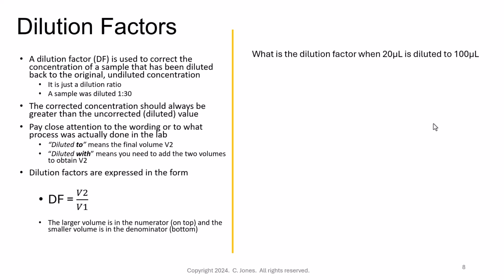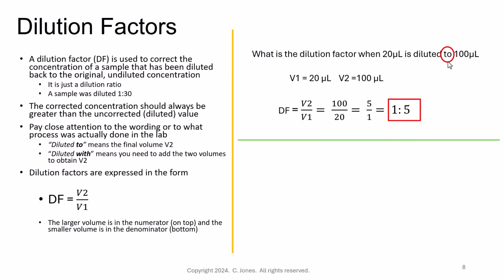Time for an example. What is the dilution factor when 20 microliters is diluted to 100 microliters? Right? So the 2 tells us that 100 microliters is our final volume. So the dilution factor is V2 over V1, 100 over 20. And if you do the simplification, this is 5 over 1. And so the dilution factor is written as 1 to 5.